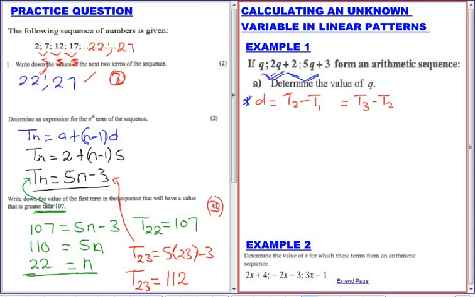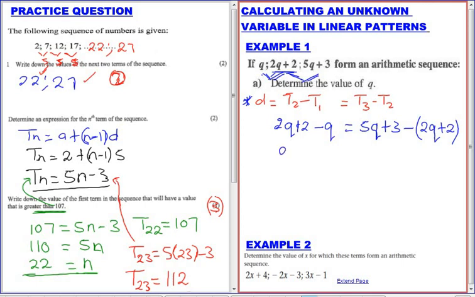So if I say T2, which in this situation is 2Q plus 2, minus T1, which is just Q, this should be the same as saying T3, which is 5Q plus 3, and then you subtract T2, because T2 has got more than one term. You see, this whole thing is T2, so I have to put it inside the brackets to make sure that the negative affects everything inside the brackets. Okay, so carry on, let's simplify a bit.